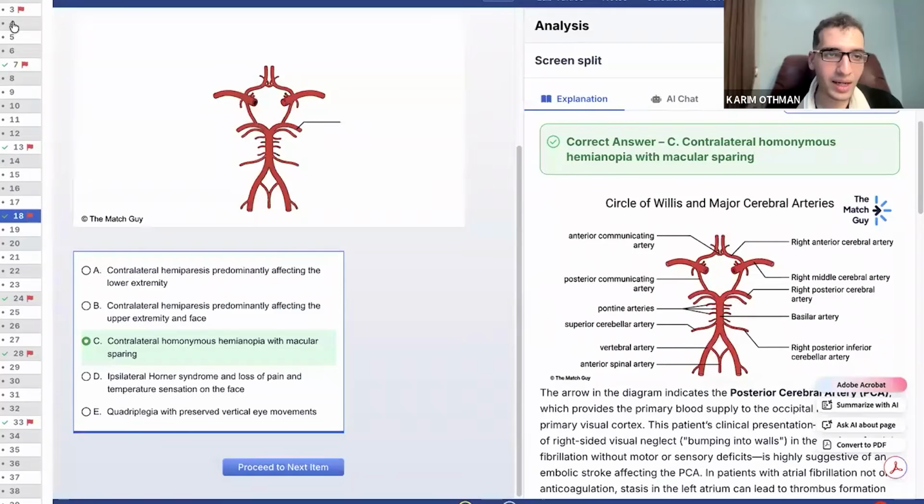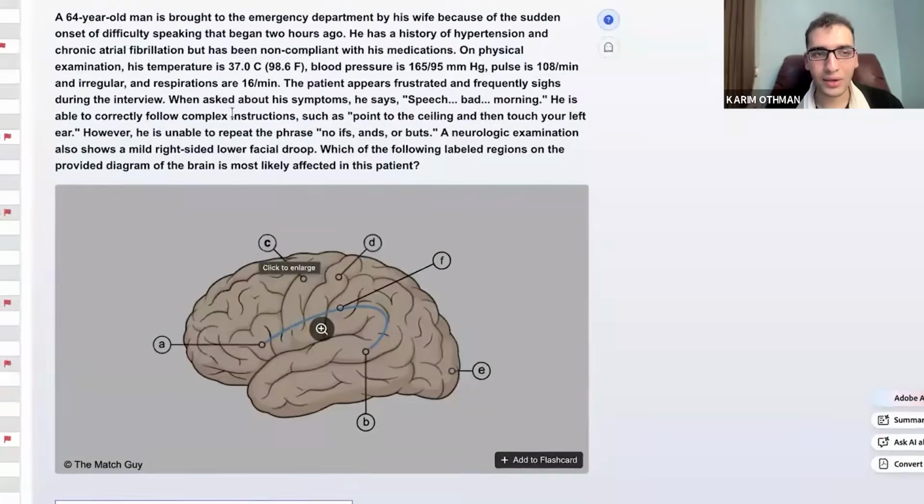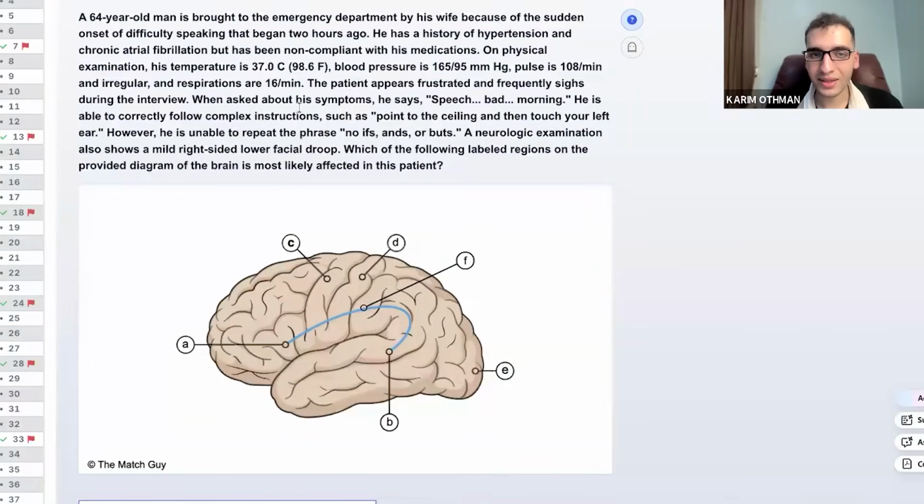Now, one last thing I wanted to highlight is this one here. A 64-year-old man is brought to the emergency department with sudden onset difficulty speaking. He has a history of hypertension. On physical exam, his temperature is fine, blood pressure is a little bit high, and pulse is high and irregular. Again, that means it's atrial fibrillation and it has sent an embolus to the brain.